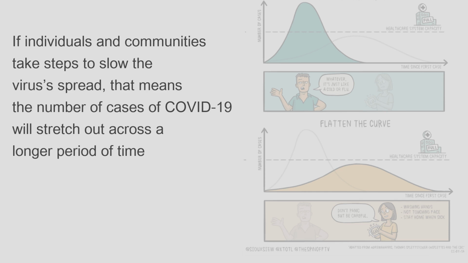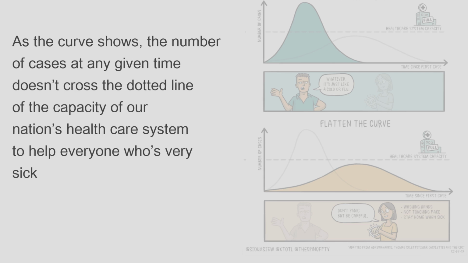If individuals and communities take steps to slow the virus's spread, that means the number of cases of COVID-19 will stretch out across a longer period of time. As the curve shows, the number of cases at any given time doesn't cross the dotted line of the capacity of our nation's healthcare system to help everyone who's very sick.